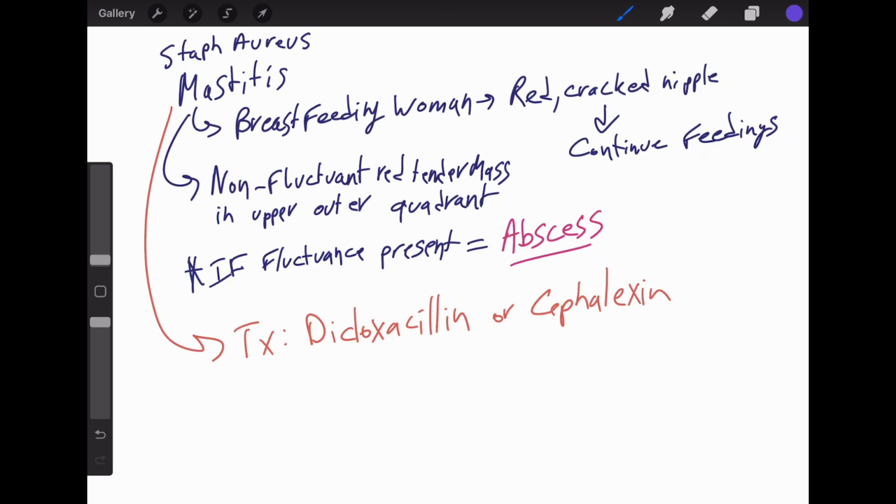Staph aureus can also cause mastitis. This is a classic presentation. A breastfeeding woman with red, cracked nipples. Continue feeding anyways, even through the affected breast.